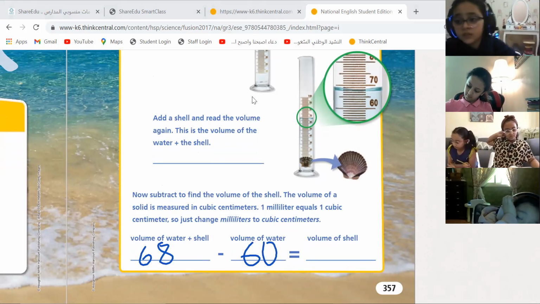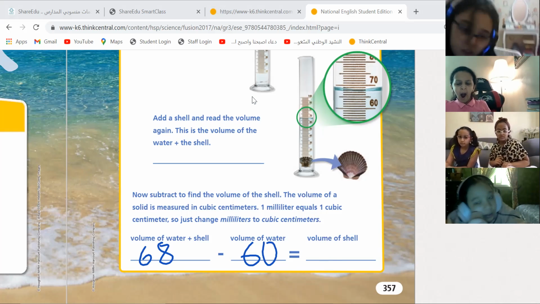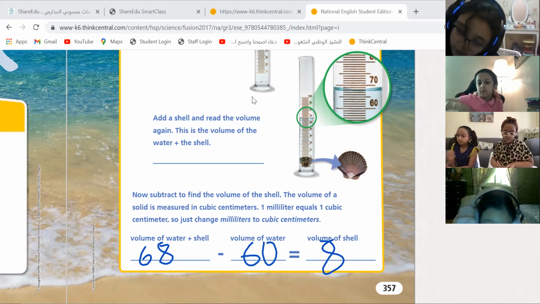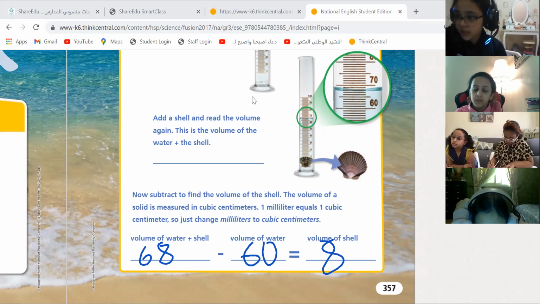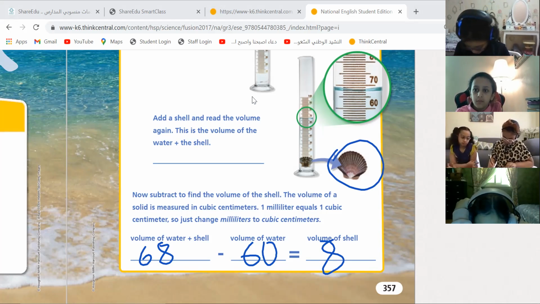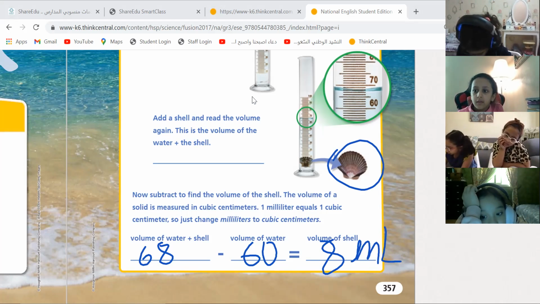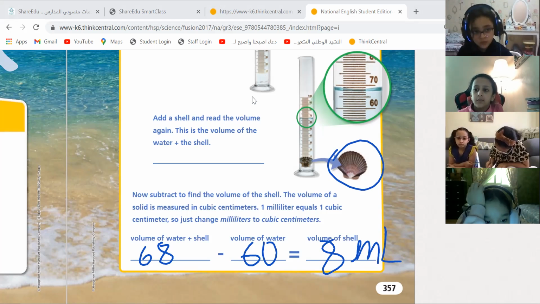8. Excellent. It took 8. Because if it's 60 and you put the shell, it will be 68, because the shell is 8. So what is the 8? The amount of space that the shell will take inside the graduated cylinder? It will take 8 milliliters. This is the unit of measuring the volume. Milliliter. All right?